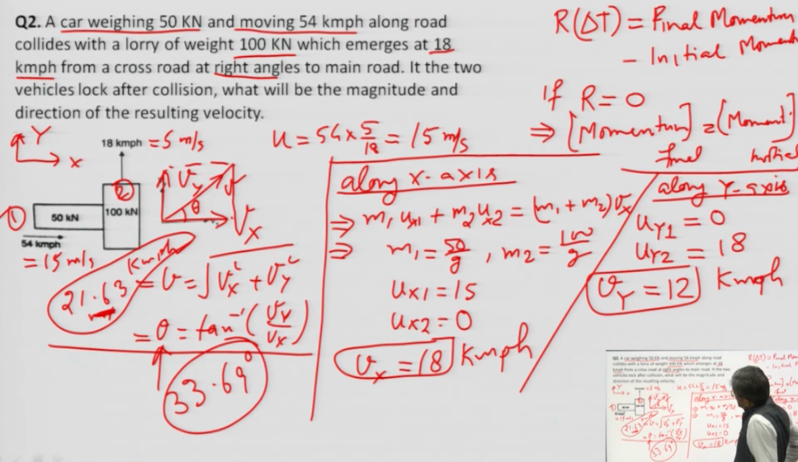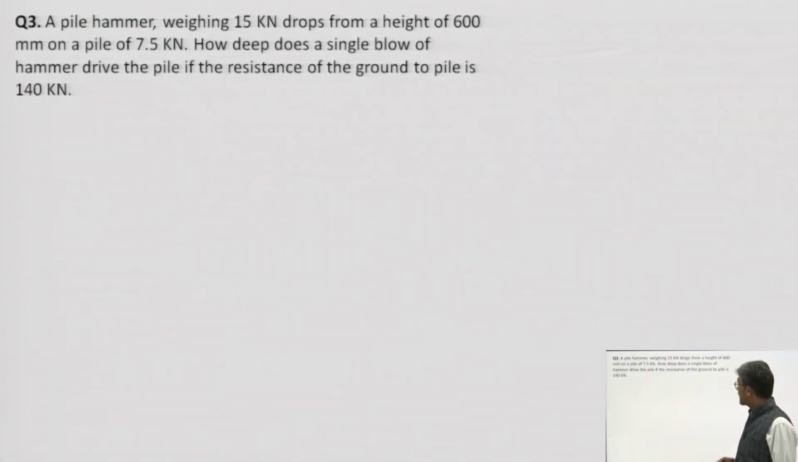In this question, we applied the principle of momentum conservation, and since this is a case of two dimensional motion, we need to apply it along x and along y. Then we calculated the value of velocity and both components, and finally we get the result. Okay, let us take one more example.